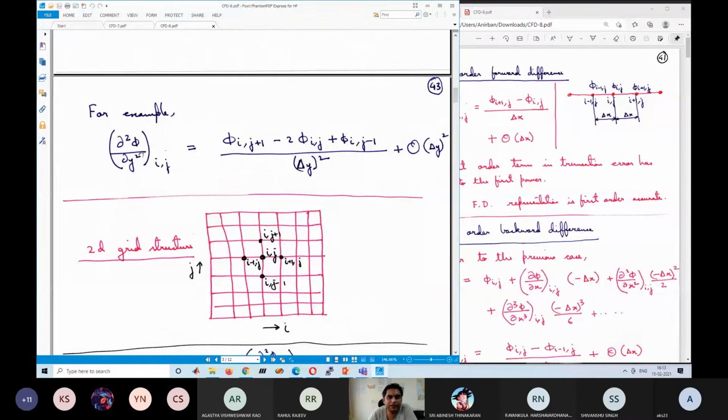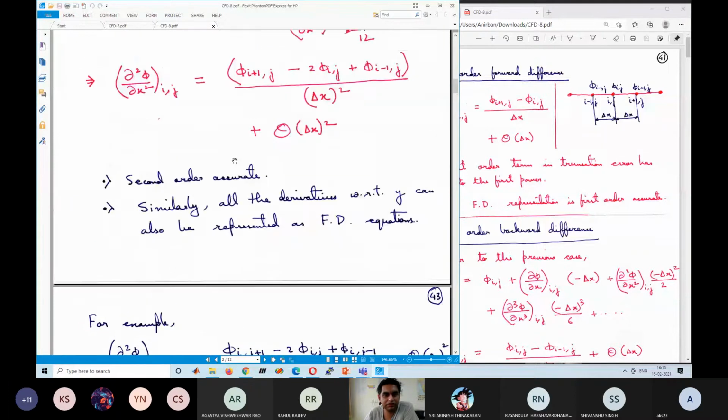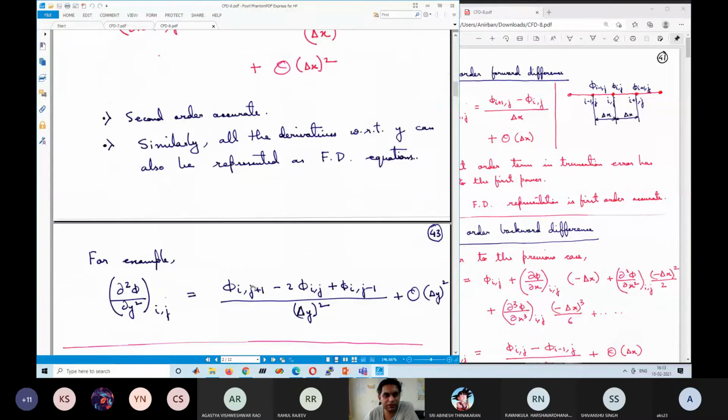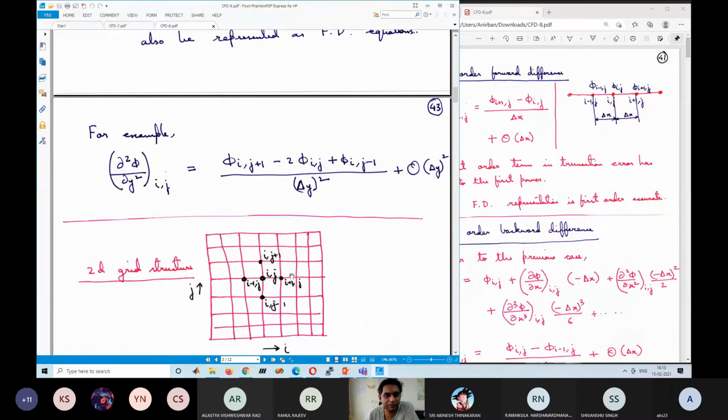For example, del square phi del y square at i j is equal to phi i j plus 1 minus 2 phi i j plus phi i j minus 1 by delta y square, and the error is of the order of delta y square. Same equation, but in terms of the y derivative. So it is in terms of j and delta y.